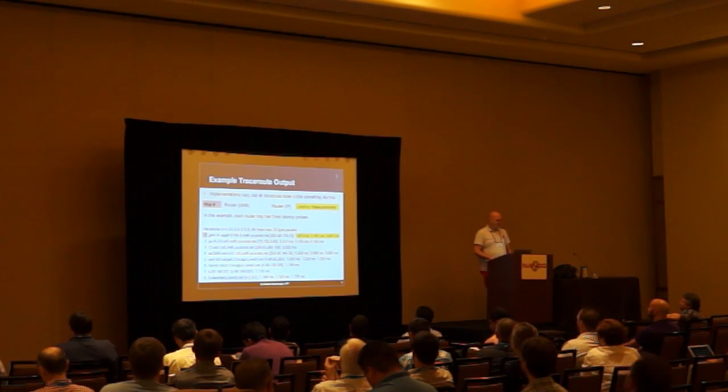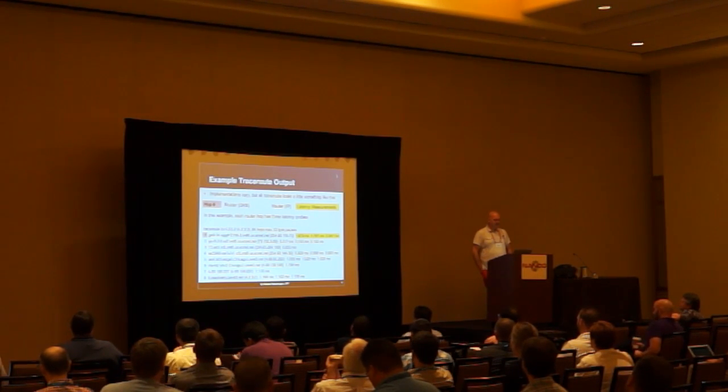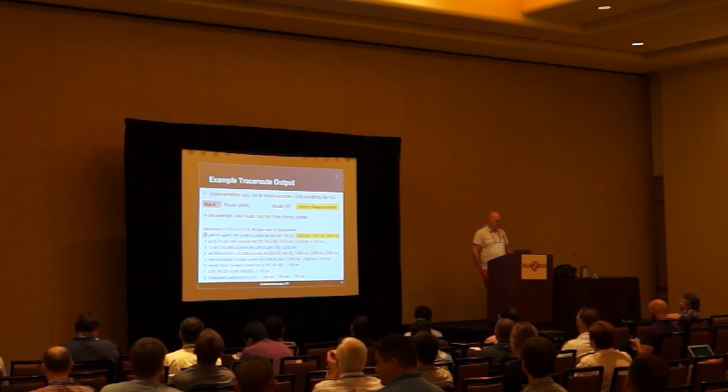So, sample traceroute output for anyone who hasn't seen a traceroute. If you haven't, you've got bigger problems than I can help you with here. You're going to see a list of rows. You're going to see the hop number, the IP address, and the reverse DNS for what that router hop is, and you're going to see a series of latency measurements. In this case, we're seeing 3 latency measurements per hop.